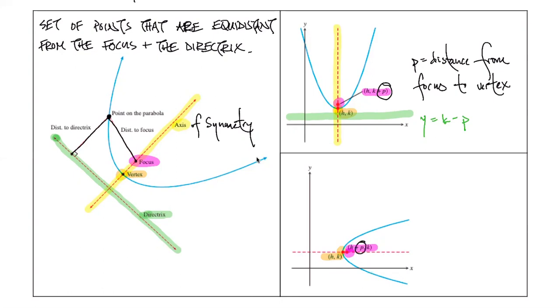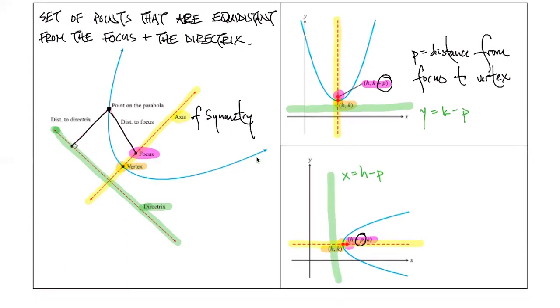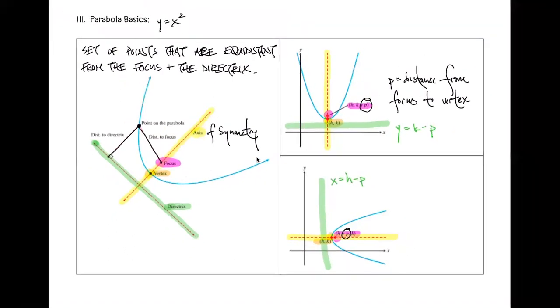So we have this, h plus p gets added to the x value. And in this case, our directrix is going to be going straight up and down like this with an equation of x equals h, not plus p, but minus p because it's to the left of the vertex. And again, that directrix should be perpendicular to your axis of symmetry, okay? So that in a nutshell is what a parabola is visually, graphically, right?